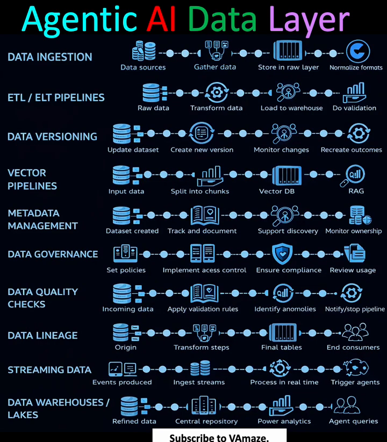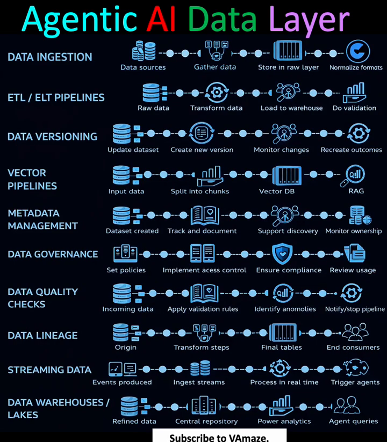Layer 4, vector pipelines. This is where your agentic AI gets its memory. Your input data gets split into chunks, converted into embeddings, stored in a vector database, and made available for retrieval augmented generation, or RAG. This is how your agent finds relevant context instead of hallucinating. If you're building any kind of knowledge-based agent, this layer is non-negotiable.